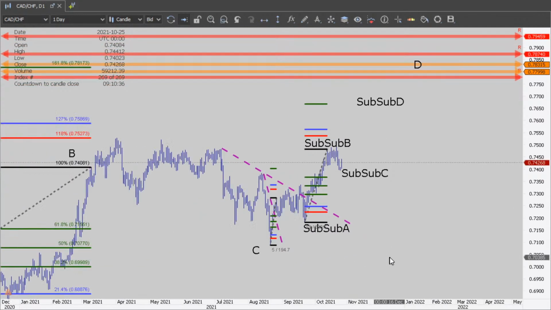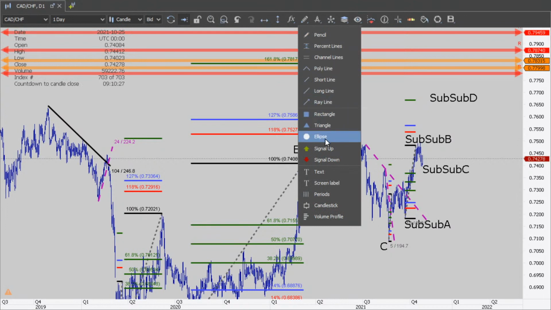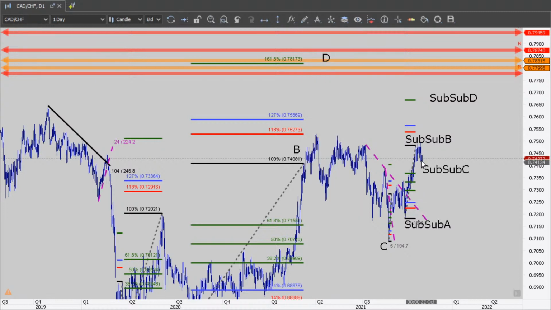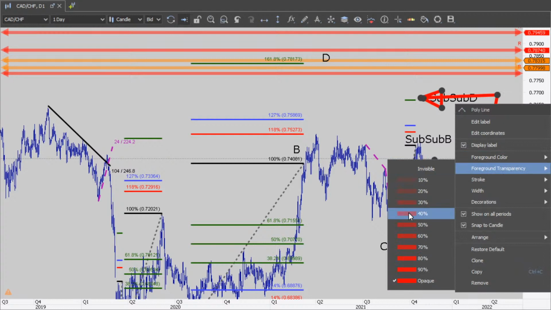So compared to the previous one, everybody, which was Canada JPY, can we trade this pattern? Can we trade the sub A, sub B, sub C, and sub D? Can we trade this sequence inside the original Fibonacci, everybody? Yes or no?